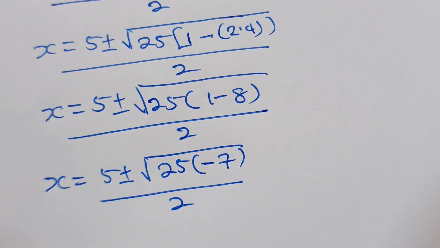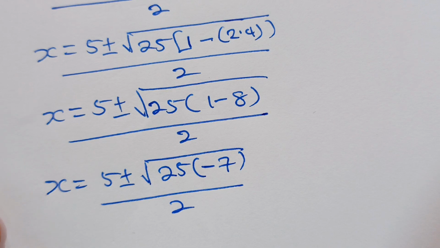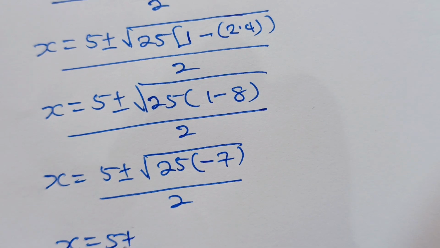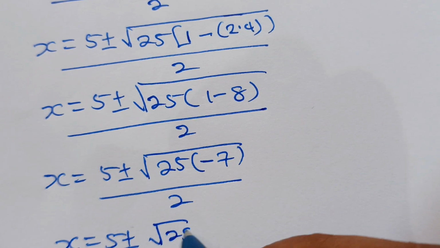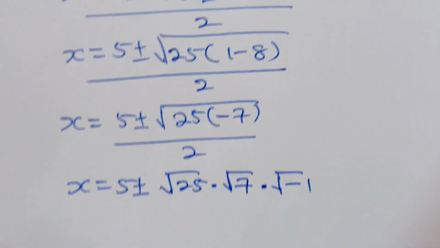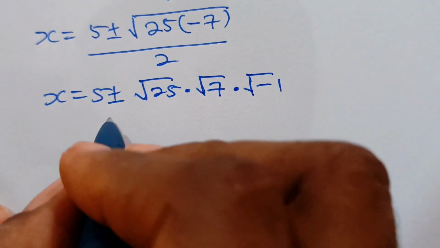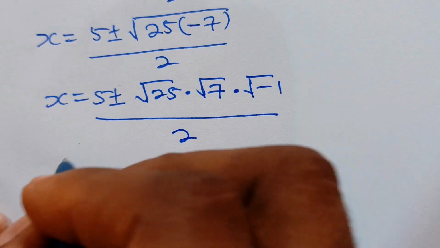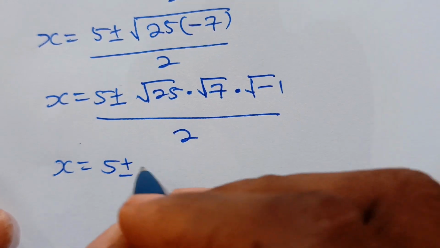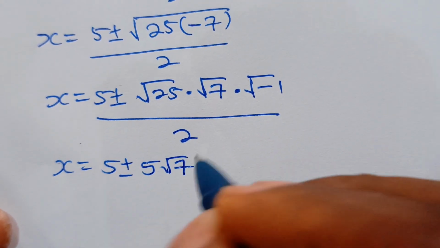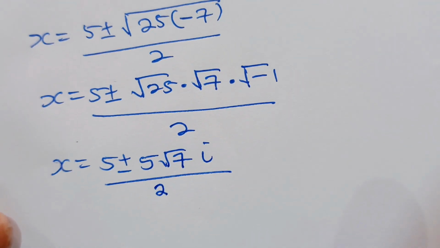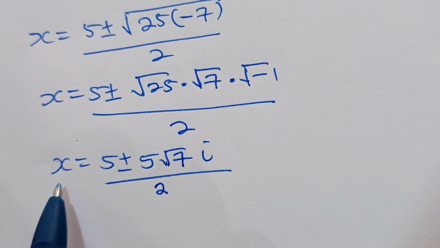Now, we can solve this as x is equal to 5 plus or minus square root of 25 multiplied by square root of 7 multiplied by square root of minus 1, okay, divided by 2. So x is equal to 5 plus or minus square root of 25 is 5, so we have root 7, and square root of minus 1 is i, divided by 2. So this is the value of x.